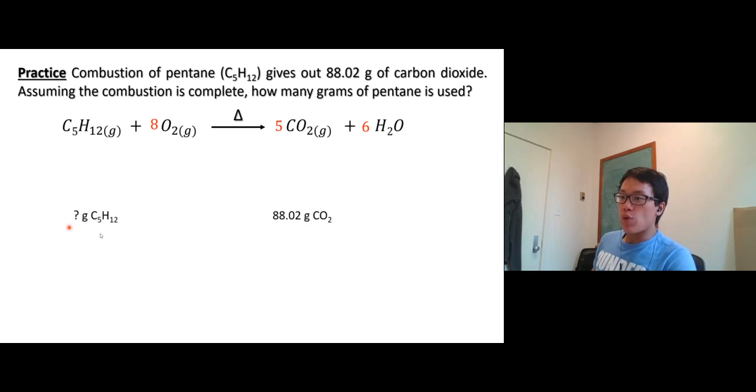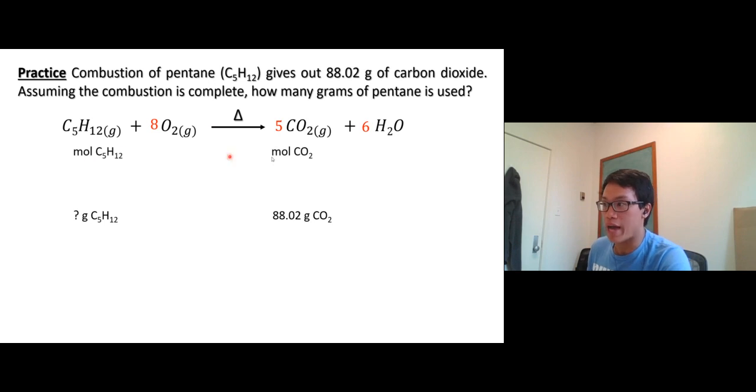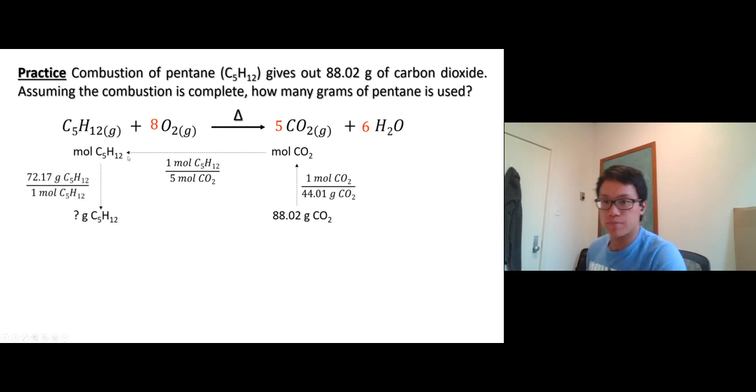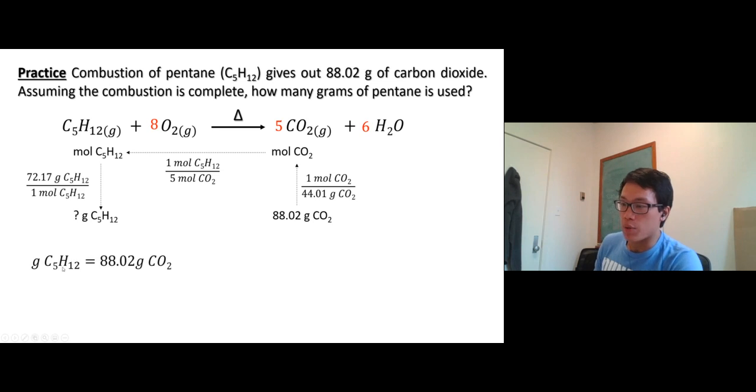So the question asks for the grams of pentane, how much we have to use to make 88.02 grams of carbon dioxide. These two are totally different units, but they all relate by moles, right? They all relate by mole. It's a 5-to-1 ratio. All you have to do is take grams, convert to moles. Moles of carbon dioxide convert to moles of pentane is a 5-to-1 ratio. Once you get moles of pentane, convert back to grams. Okay. Let's do it right here.